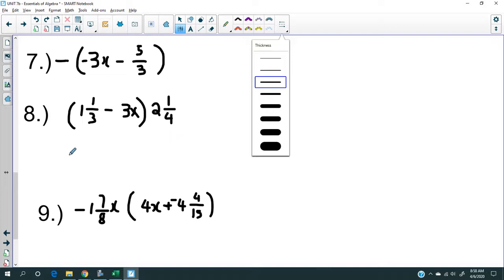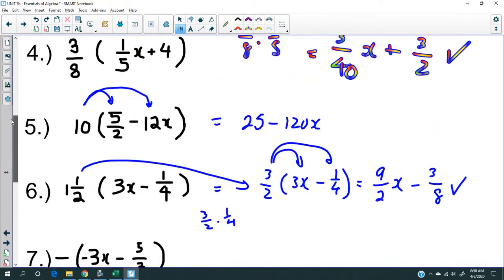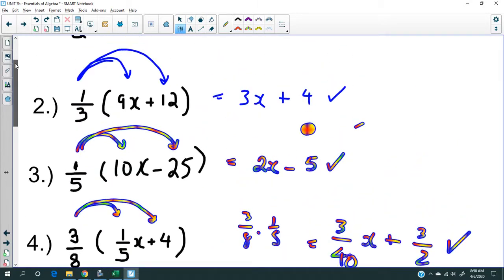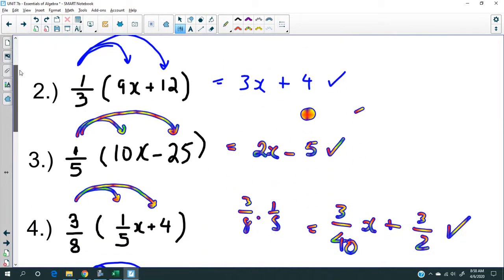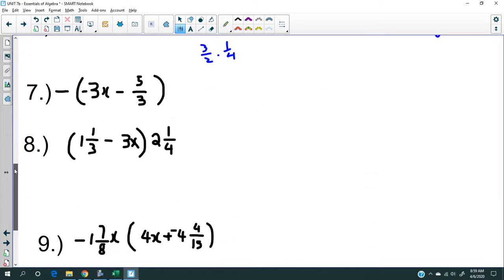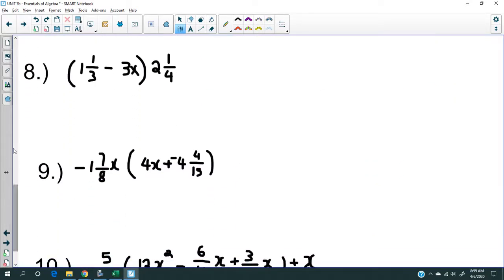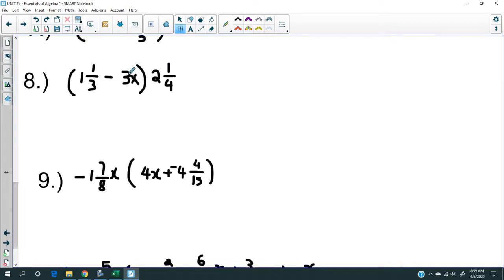Okay, now look at 8, right? How is 8 different from anything you've done on this page right now? So look at 8 and look at the rest of them. How is number 8 different than these guys? Yeah, the number is in the back.